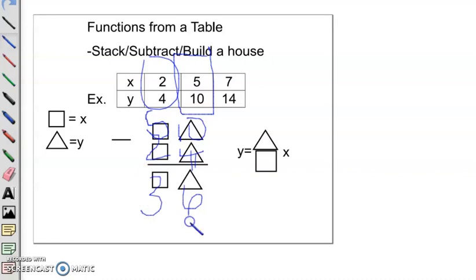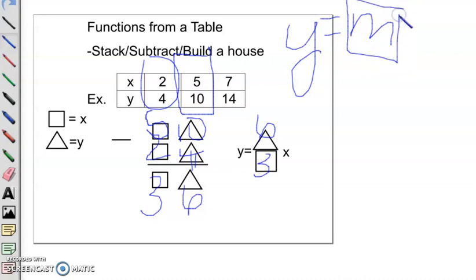Now I build a house. I always put the y value over the x, or the triangle over the square, to build a house. So I'm going to have 6 over 3. I need to simplify 6 over 3. What does 6 over 3 simplify to? 2. The equation is in the form of y equals m, which is the change in my points, the house that we build, times x. And then sometimes you have to add or subtract something to get your final value, to get your actual y.